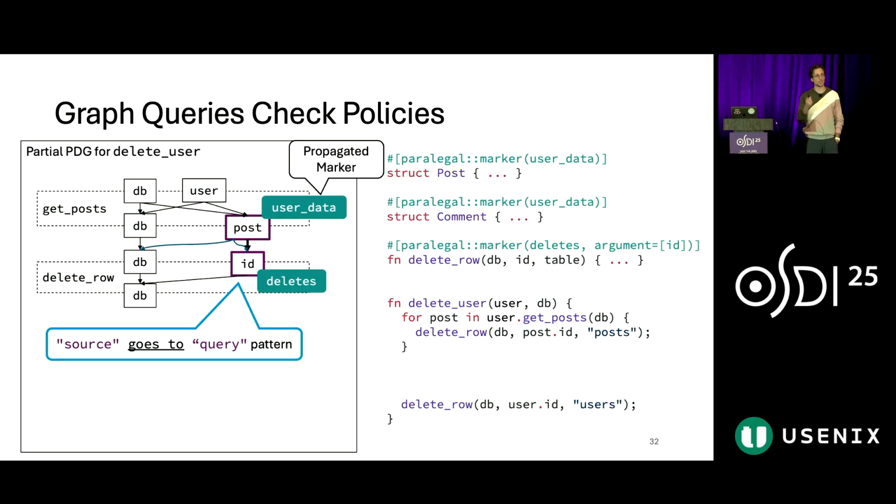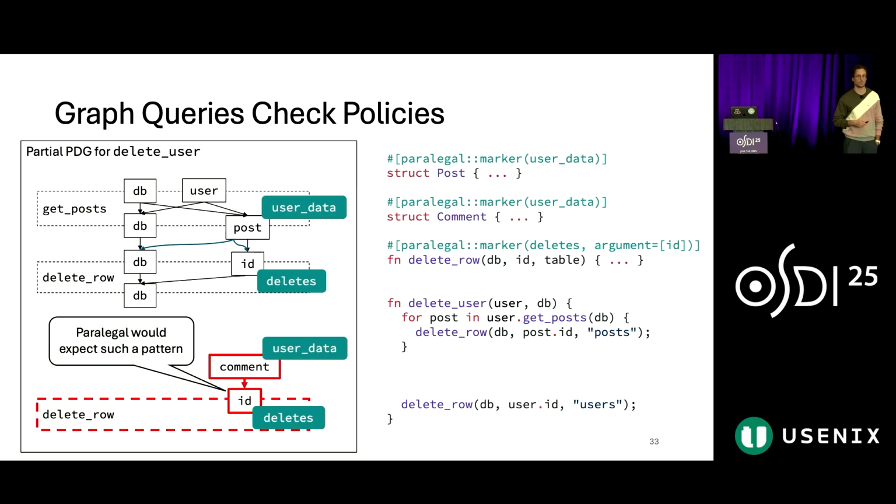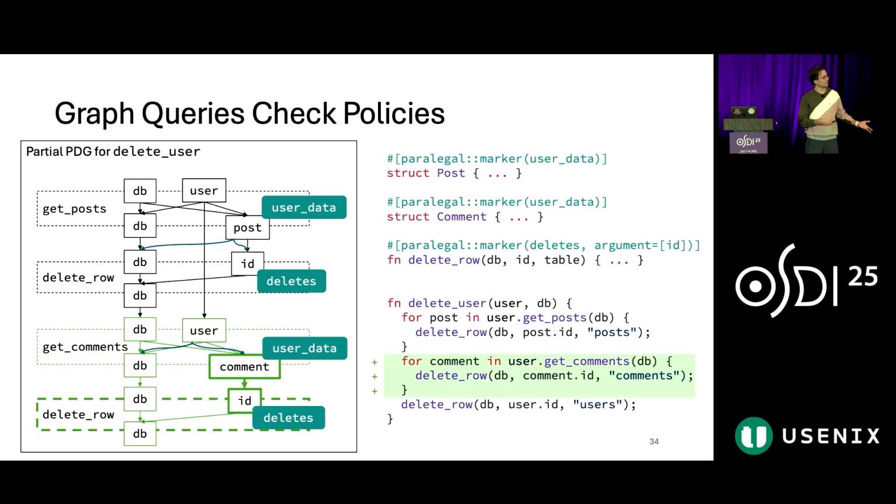And because the comment type also carries the user data marker, Paralegal expects to see a similar pattern repeated for that type. And when it doesn't find it, it returns the error message. Once the developer fixes the code, this pattern exists, Paralegal finds it, no more error message returned.